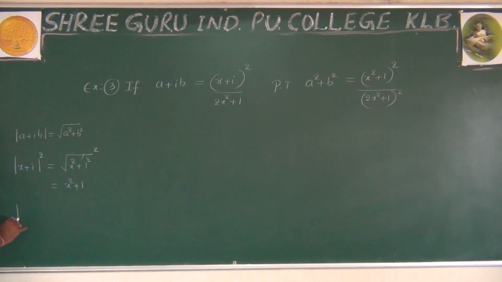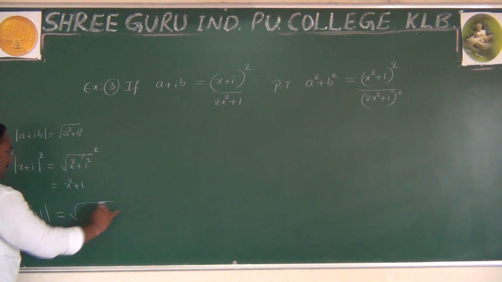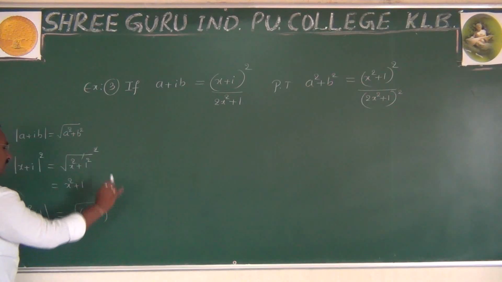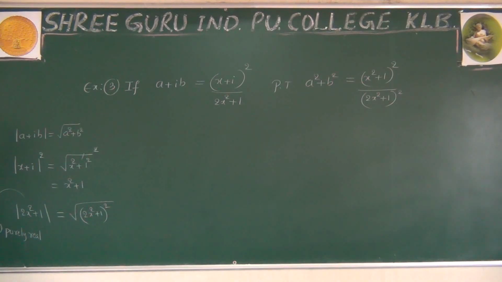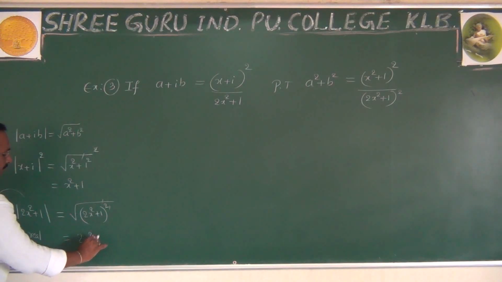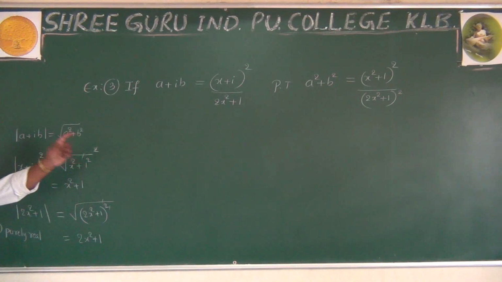Here, modulus of 2x square plus 1 is what? This is purely real. Purely real. If there is no imaginary part, the imaginary part is what? 0. Here only real part, no y. That is square root of real part only, 2x square plus 1 whole square. Square root of real part square. Square root will get cancelled. Only 2x square plus 1. Any doubt? Keep in your mind.